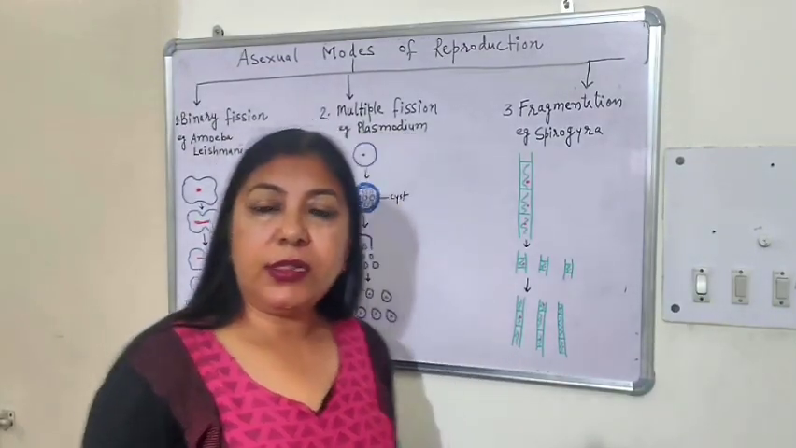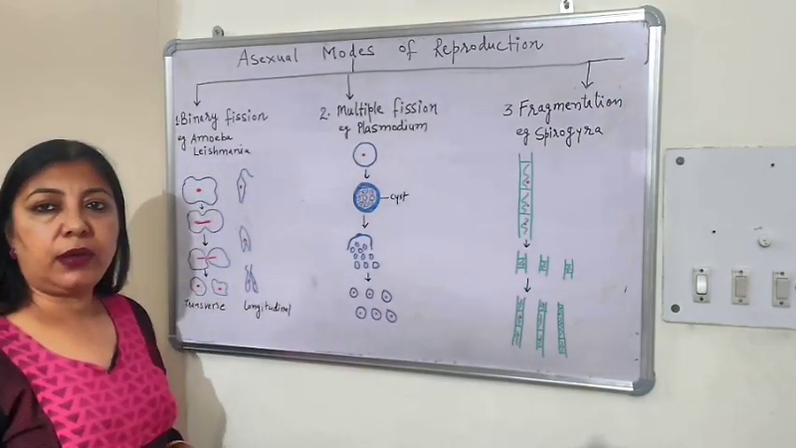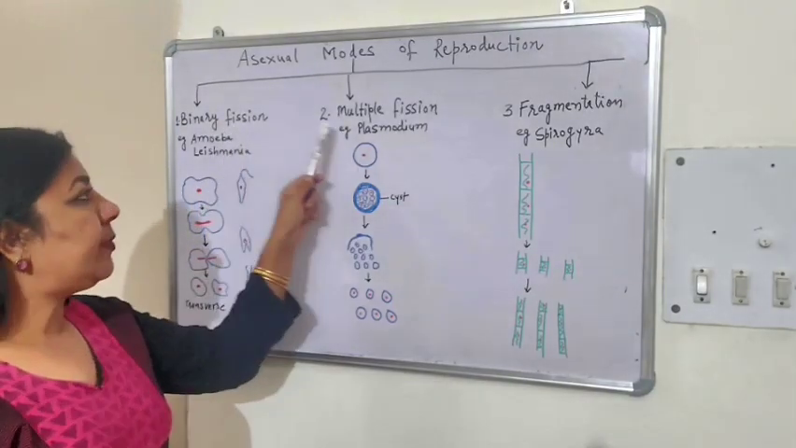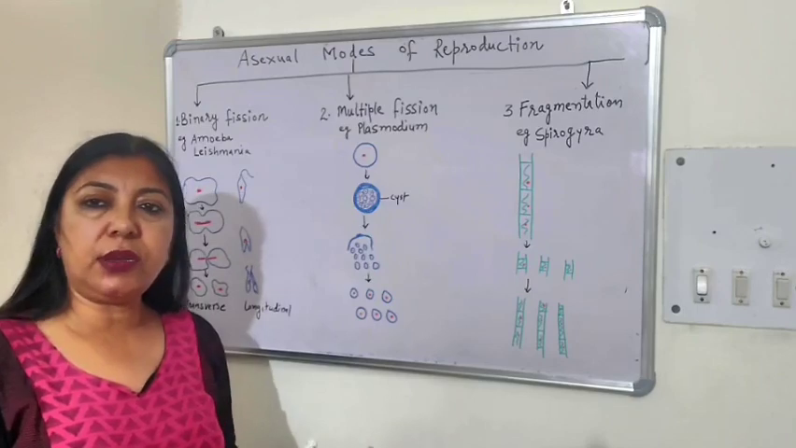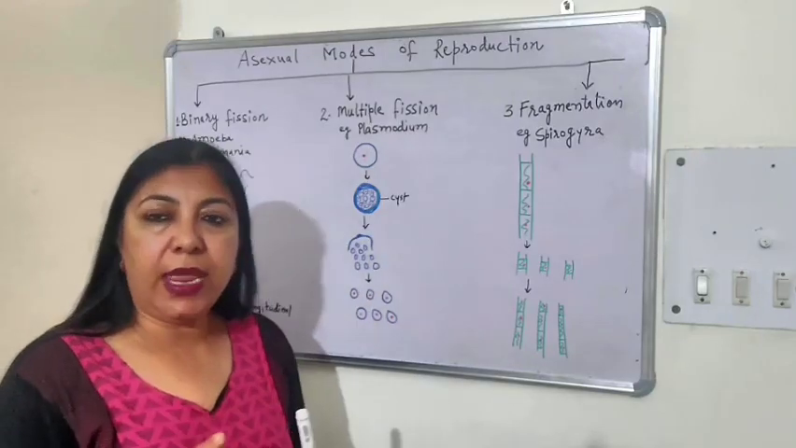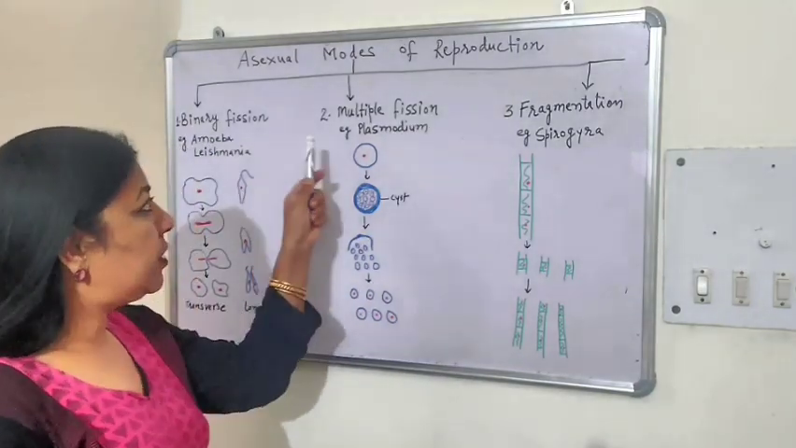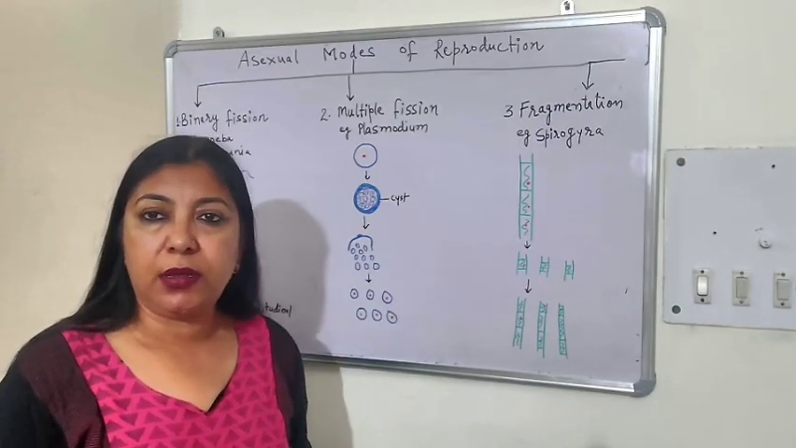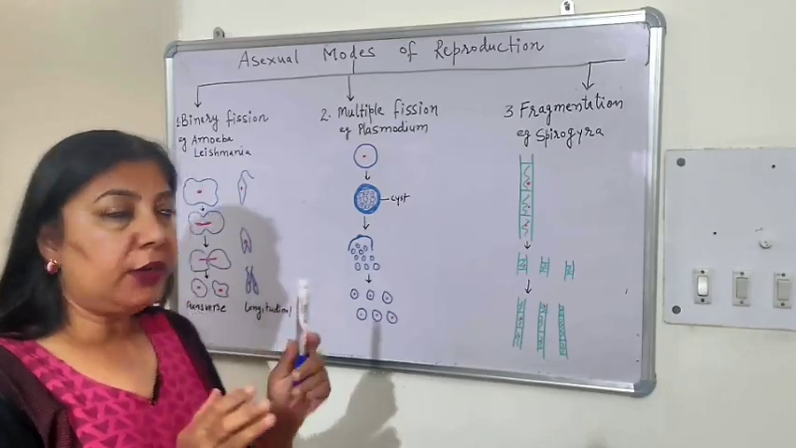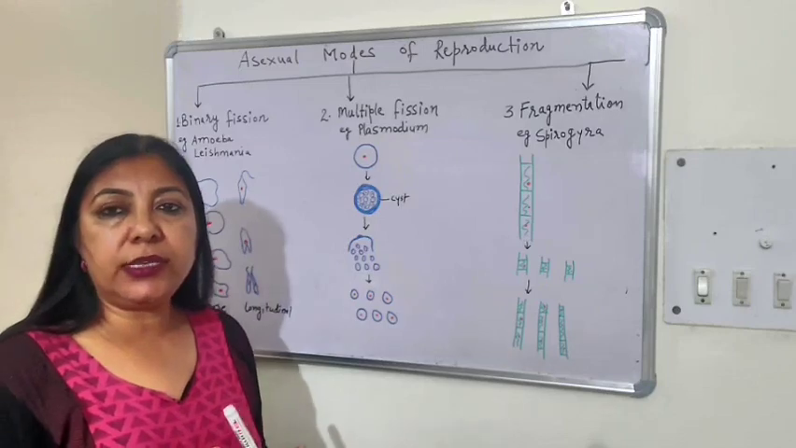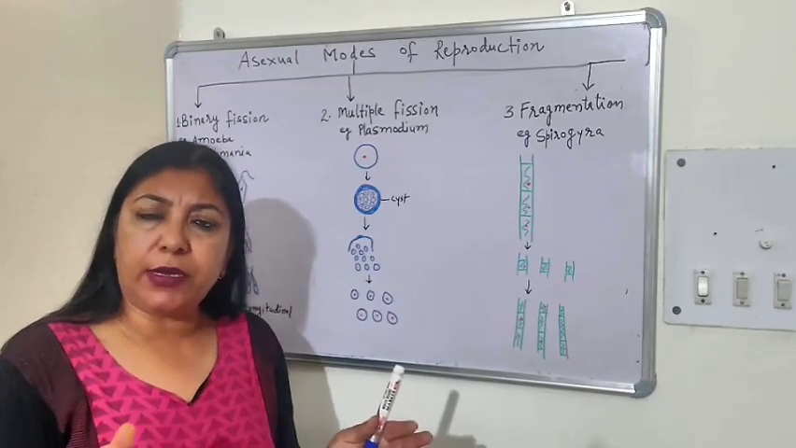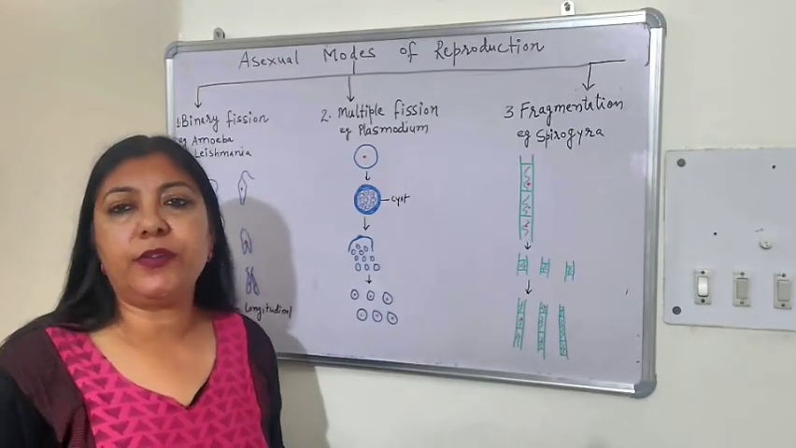Now let's study all these asexual modes of reproduction one by one. We will begin with fission. I have mentioned two types of fission. One is binary fission, the other is multiple fission. The term fission means breaking. This fission takes place only in unicellular organisms. When the organism has become mature and breaks into two, that is called binary fission. But when the organism breaks into many parts, that is called multiple fission.